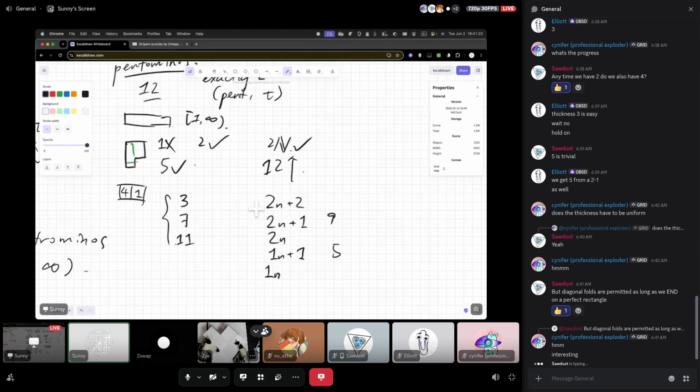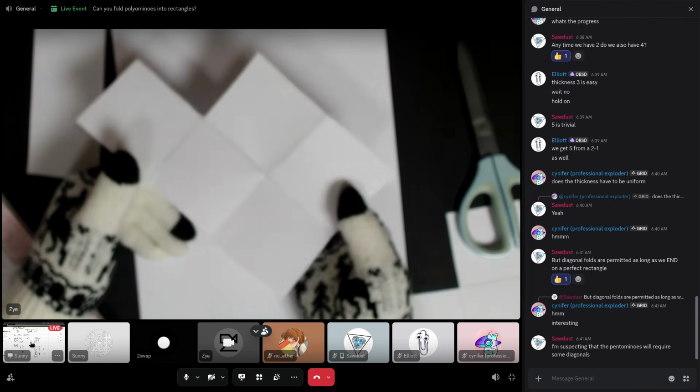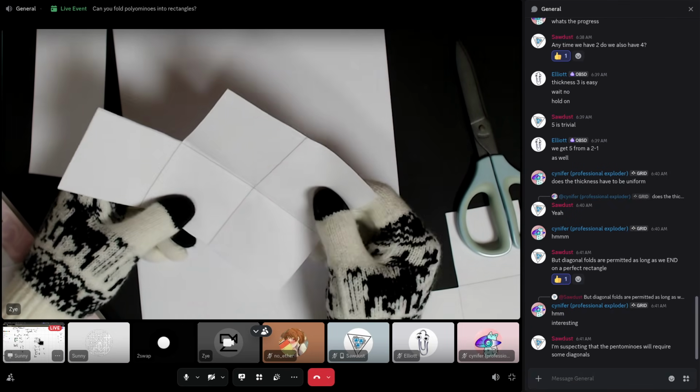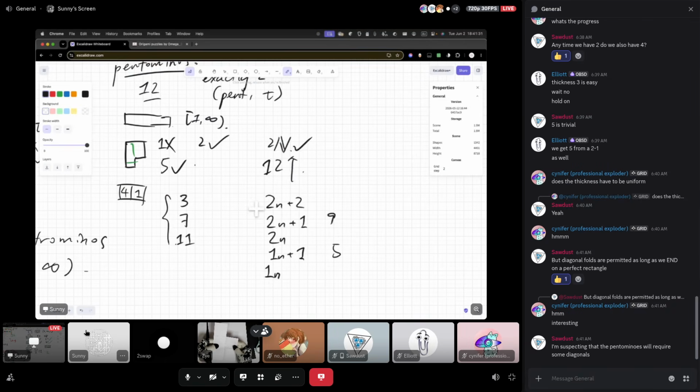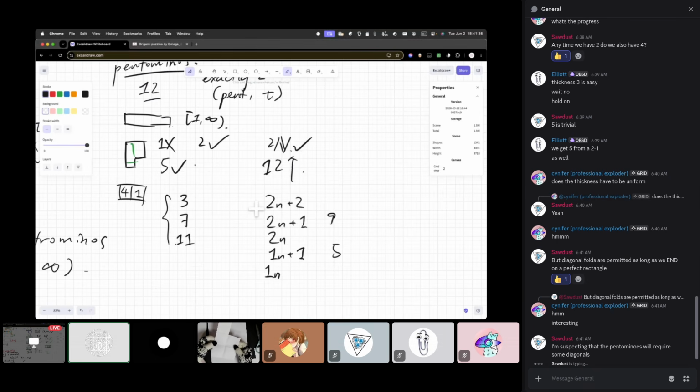Yeah, we get 5 from a lot of things. Suspecting that the pentominos will require some diagonals. Interesting.